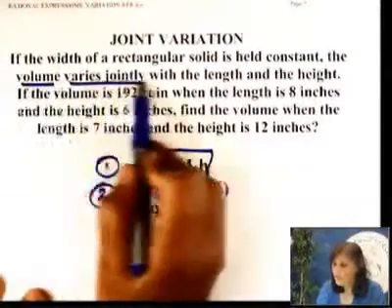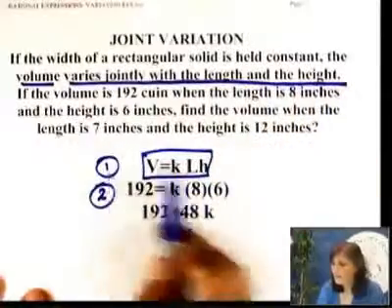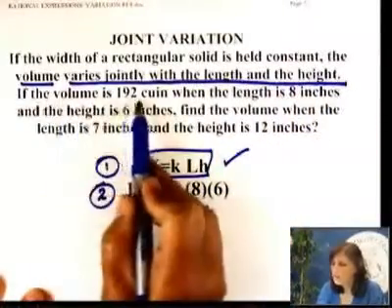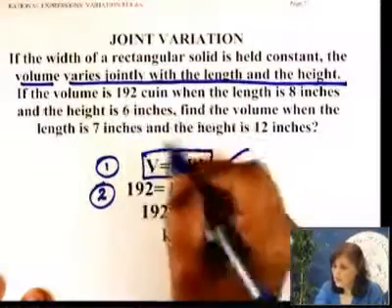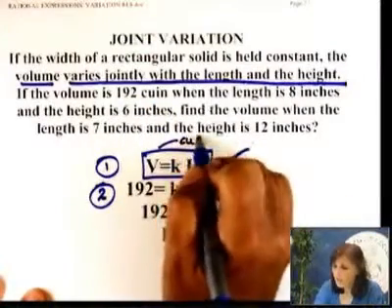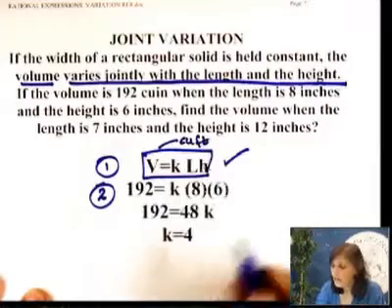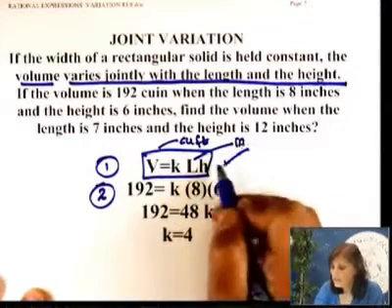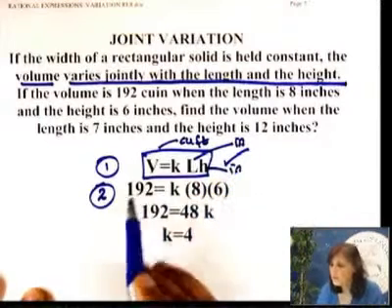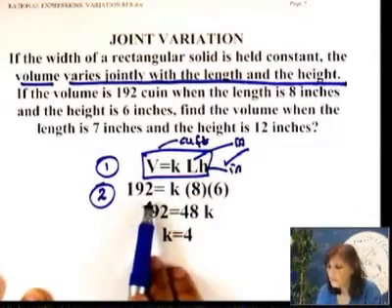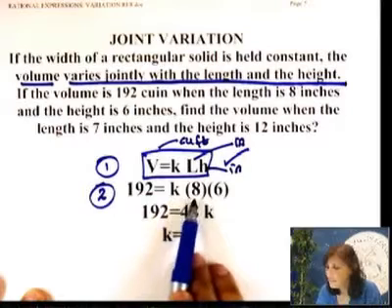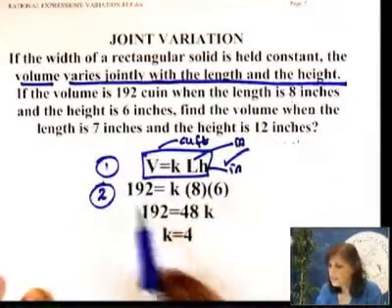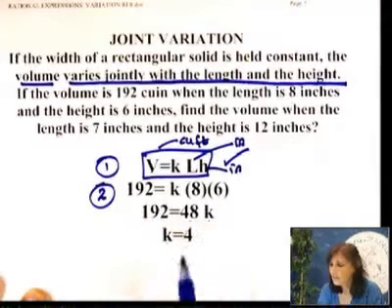Volume varies jointly with length and height. This is done. Step 2, numbers. The volume is 192 cubic inches, so I'm going to put those units in here. The length is inches, and height is also inches. So let's put them in. 192 cubic inch equals K times length is 8, and height is 6. 192 equals K times 48.